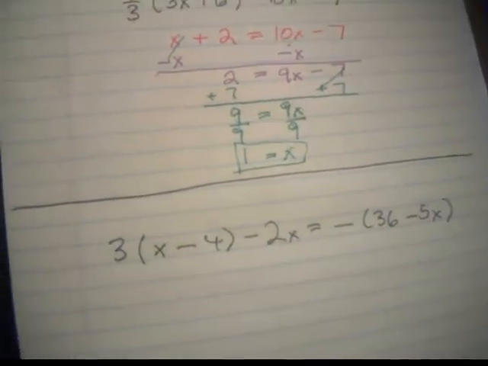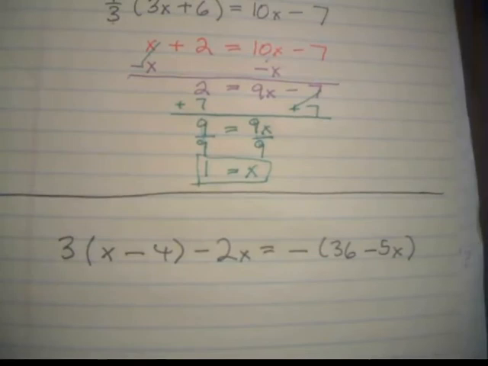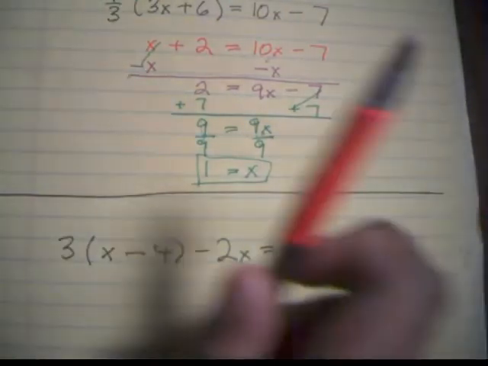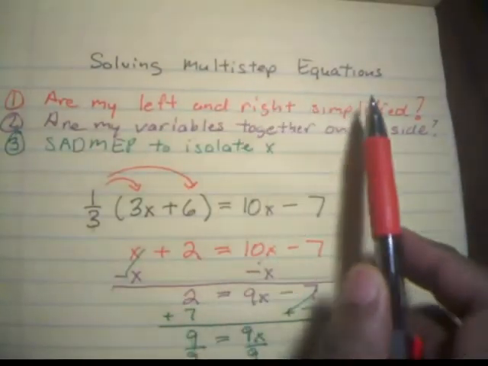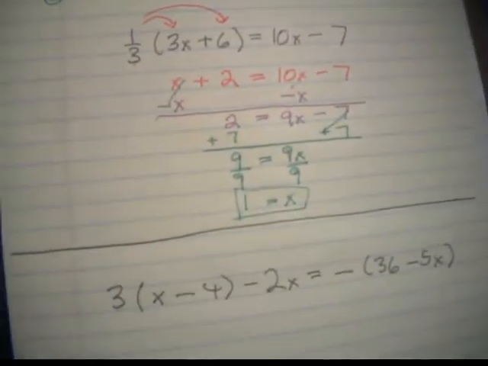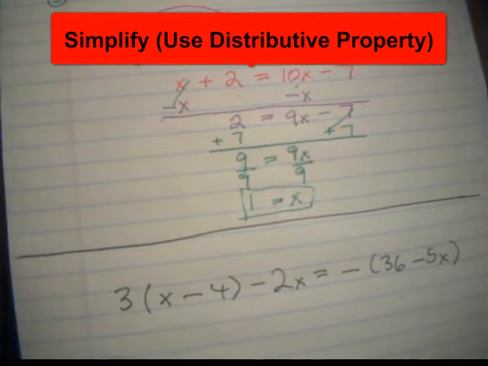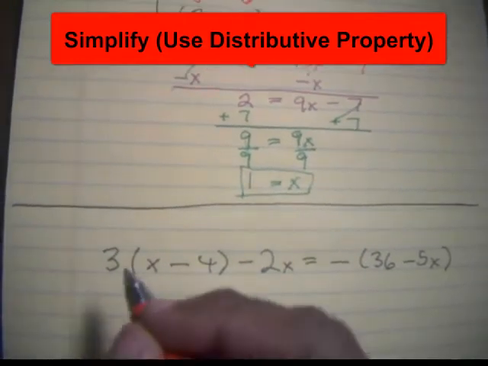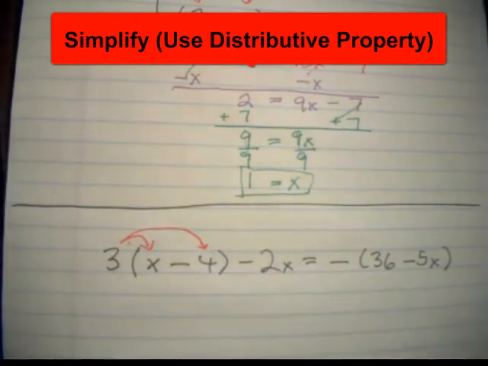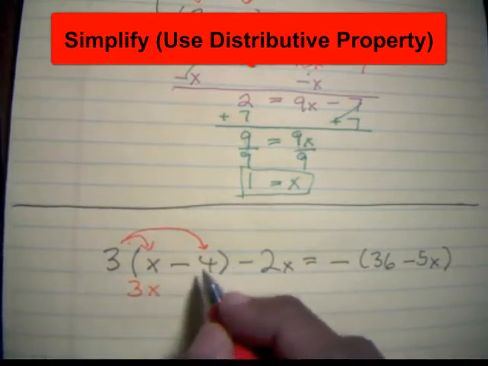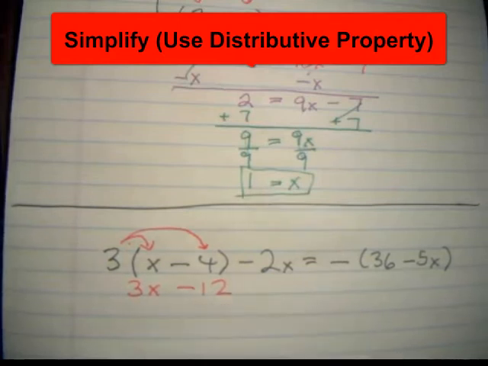That'll be our second example. I'm going to use basically the same steps. First thing we want to do is simplify the left and right, getting rid of those parentheses. I have two sets of parentheses to get rid of, so let's expand them. Notice that this 3 must be distributed here. 3 times x is 3x, and 3 times 4 is 12, and there is a minus between those.